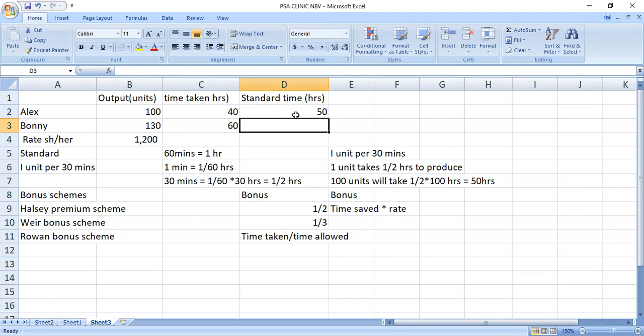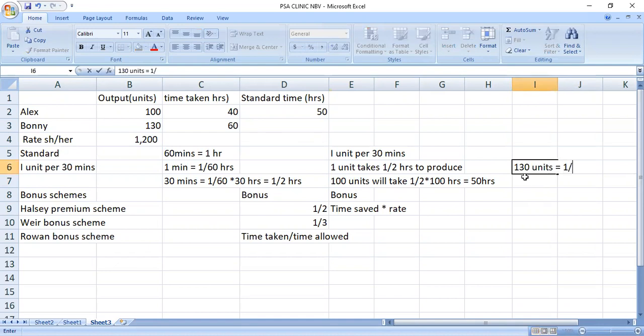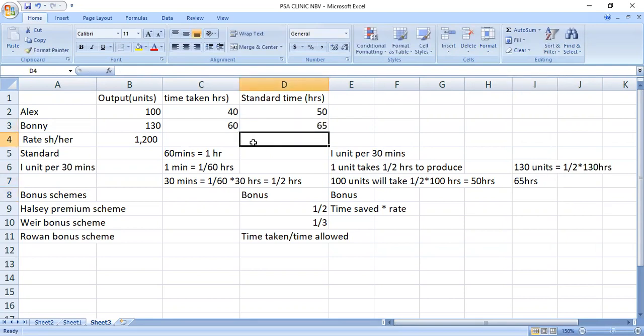That's Alex for you. Then for Bonnie, we can just borrow from this. For Bonnie it's 130. So 130 is as easy as getting half. Same statement, 1 unit takes that, so 130 units will take a half times 130 hours. Half of that is 65 hours. So the standard time is supposed to be 65. He should have used 65.